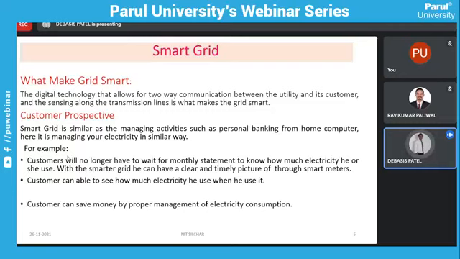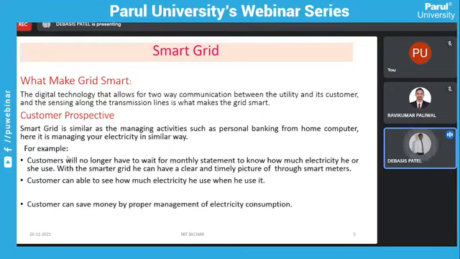So what will happen in a smart grid? We are providing two-way communication, in such a way that consumers can also give information, right? We can collect information from our consumers as well. Now we will see from the customer's perspective how the smart grid is provided.